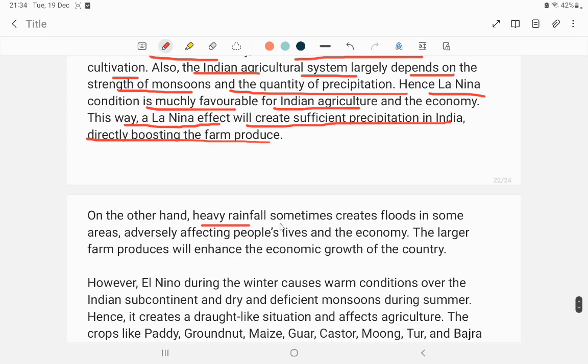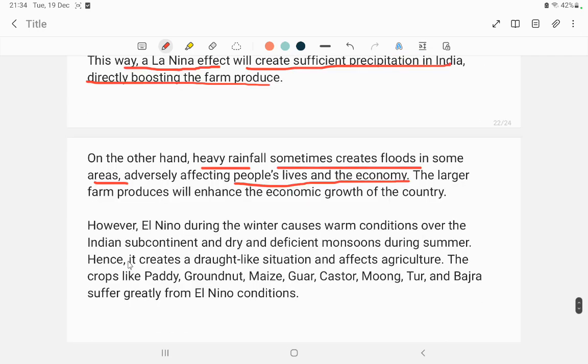On the other hand, heavy rainfall, as with La Nina, if there is too much rain, floods occur in India, and floods affect crop production. So on the other hand, heavy rainfall causes floods in some areas, affecting people's life and economy.